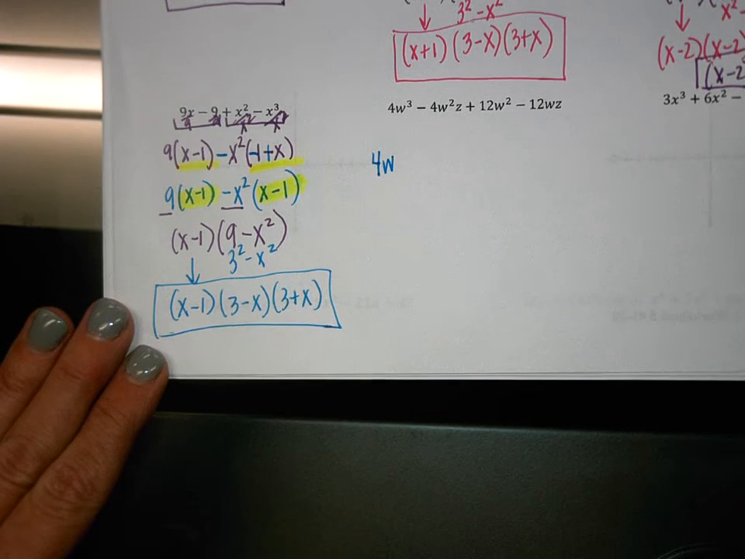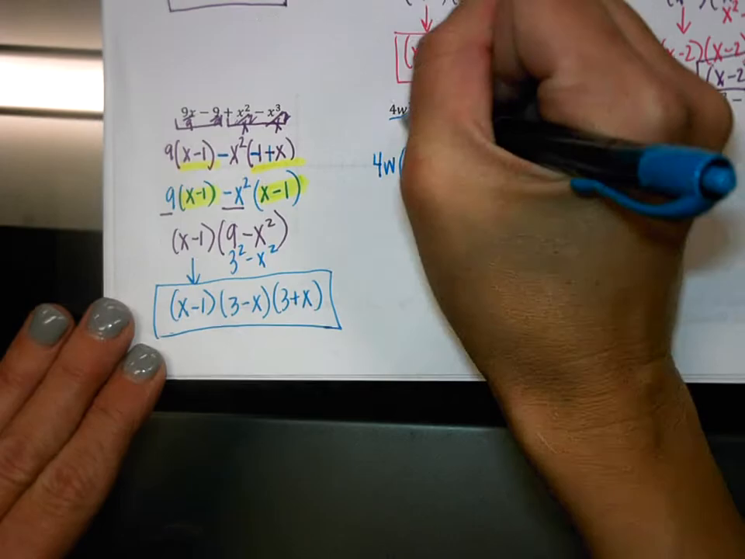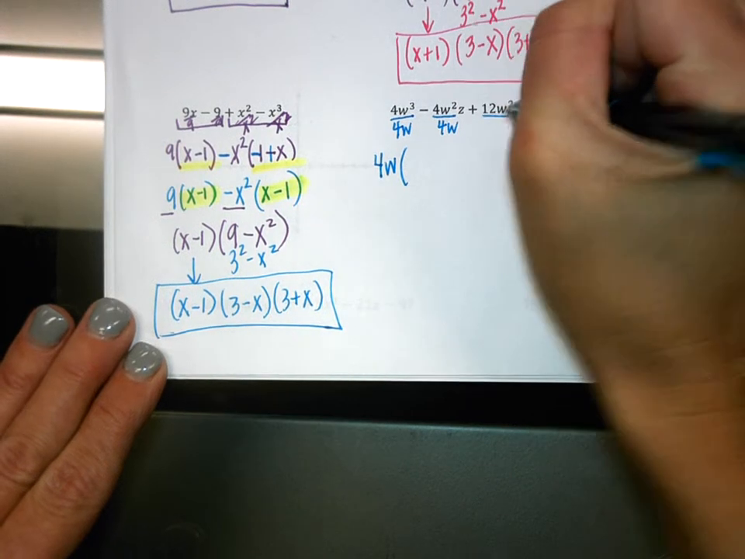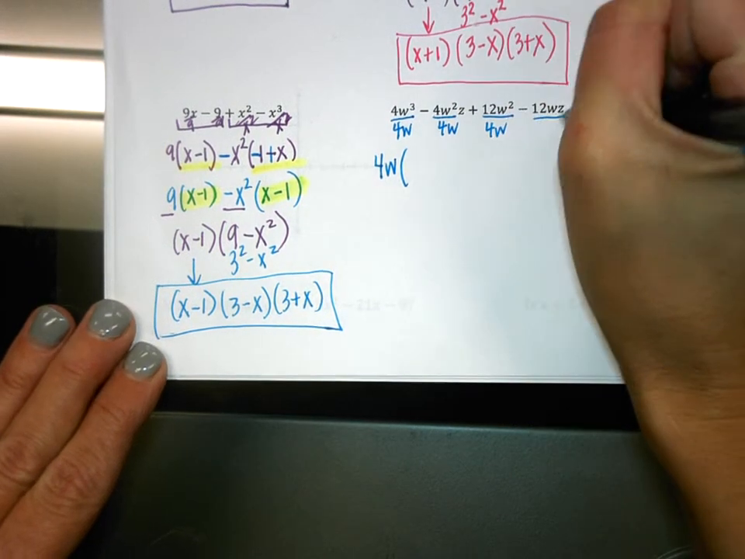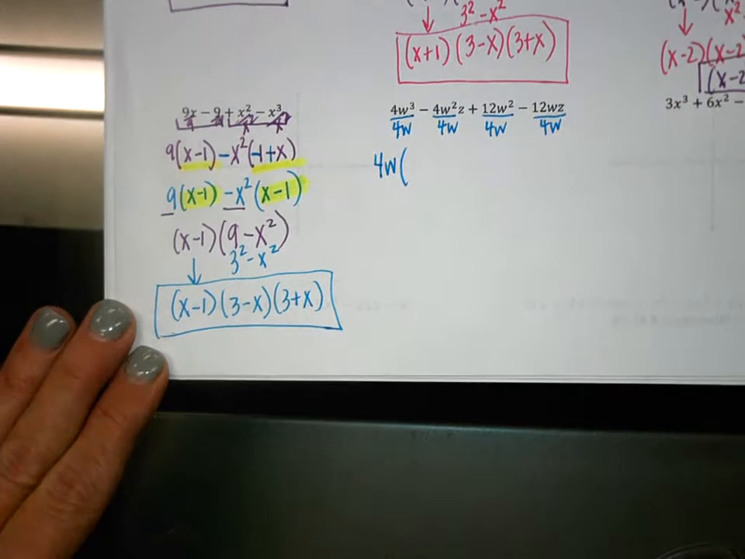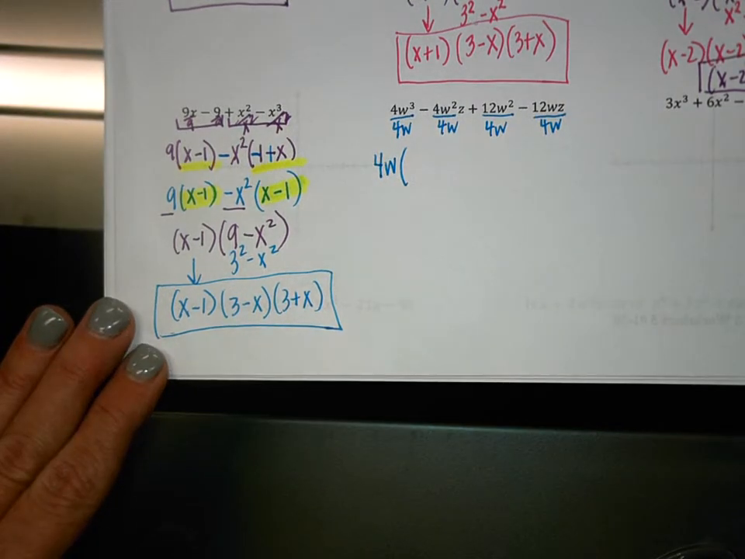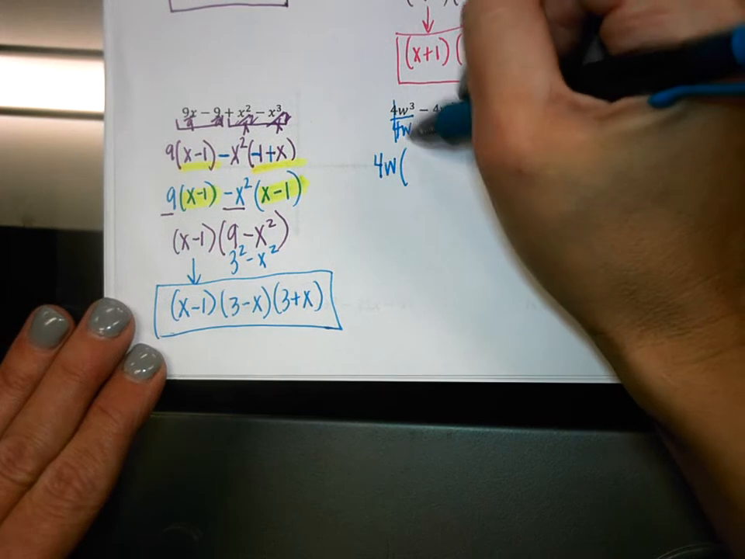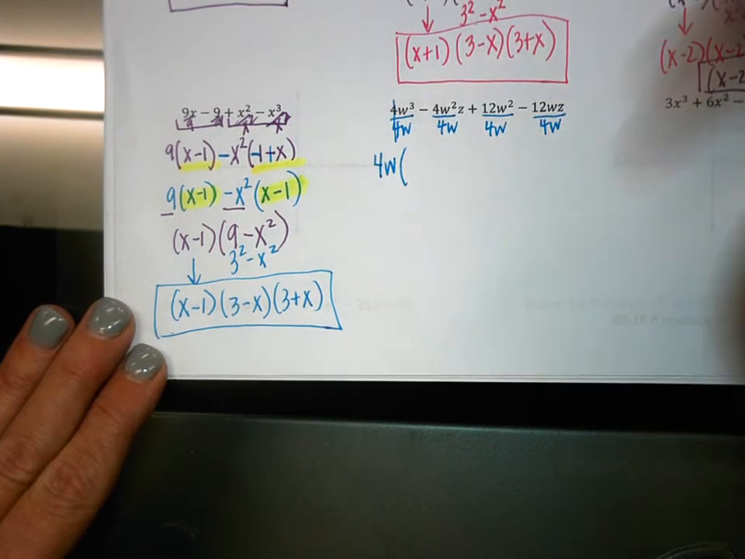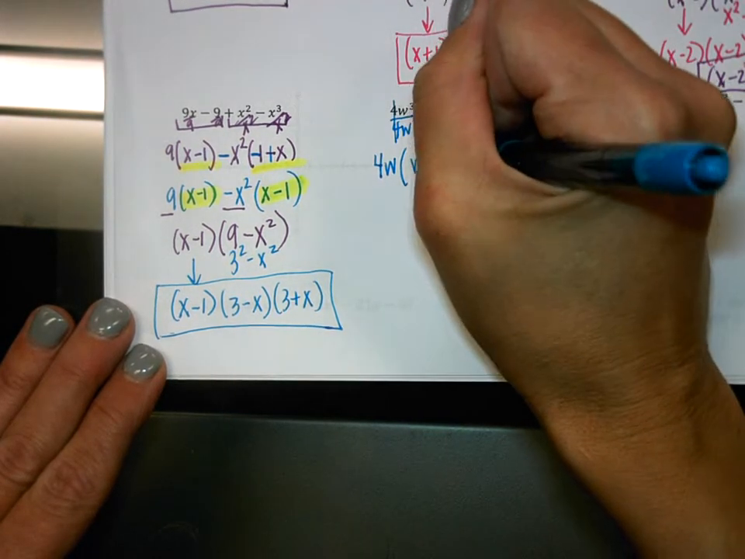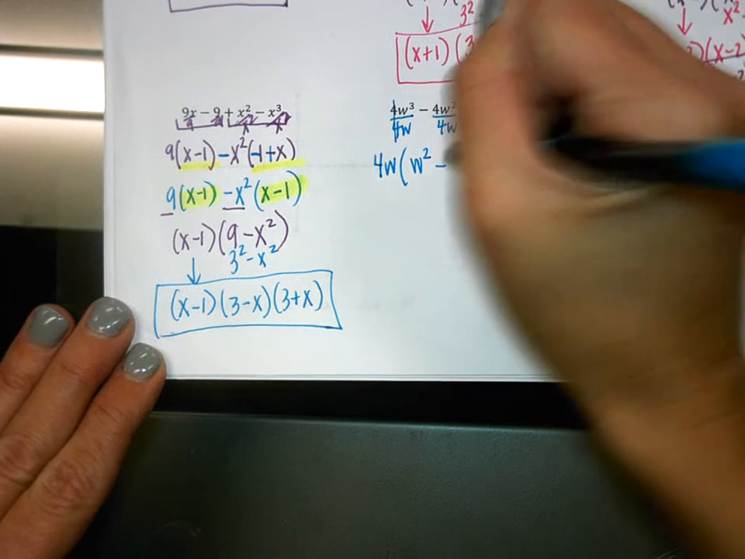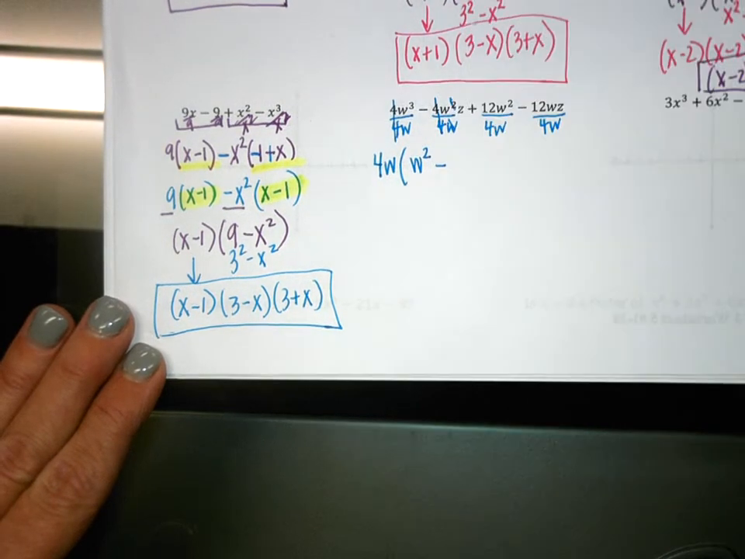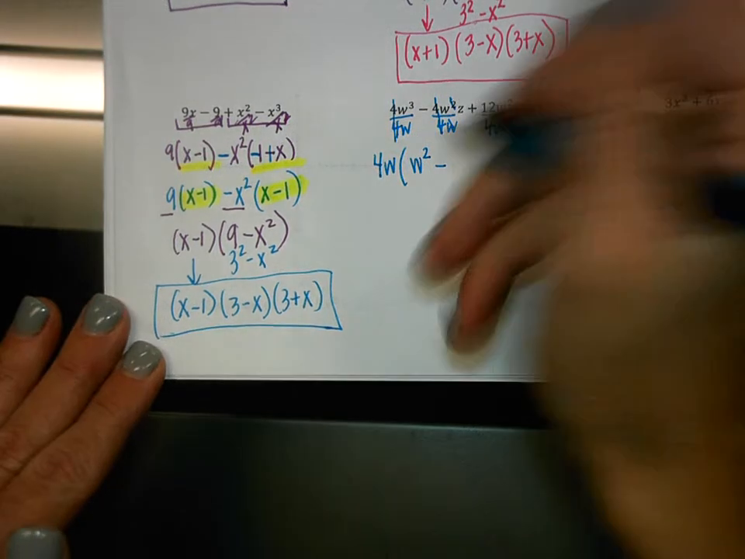Okay. So we are going to go through, and if you mess up at this point, this is why I would write 4W underneath every single term so you can visually see what's happening. On the first term, the 4's cancel out, one of the W's cancels out, and you're left with what? W squared. Very good. Minus. Here the 4's cancel out, one of the W's cancels out, and you're left with what? WZ. Very good.